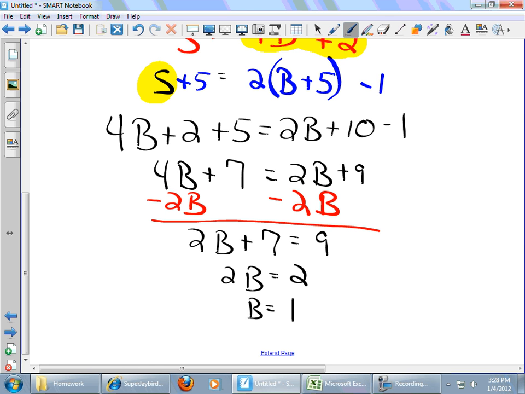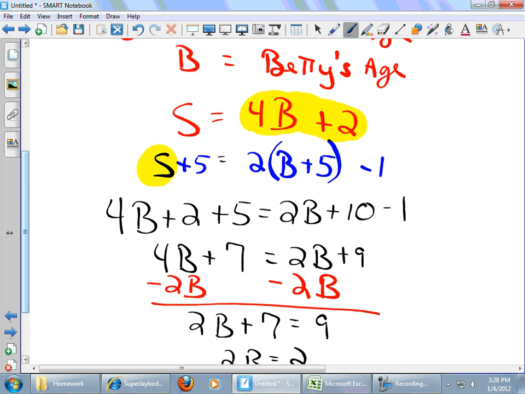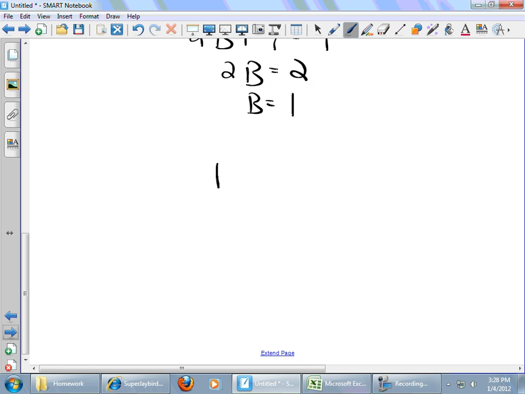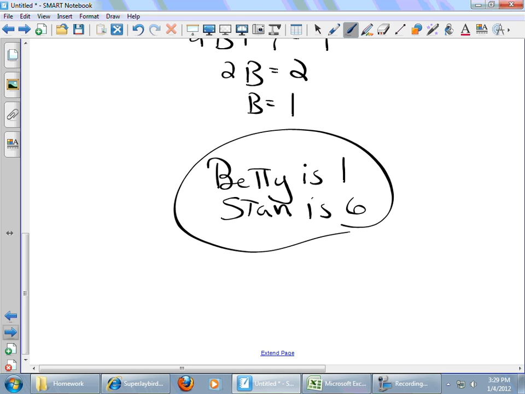Well, now it's easy to figure out Stan's age. I'll take that 1 and I'll plug it into this equation right here. So that will equal 4 times 1 plus 2. Therefore, Stan must be 6 years old today. So Betty is 1. Stan is 6. And I'm done.